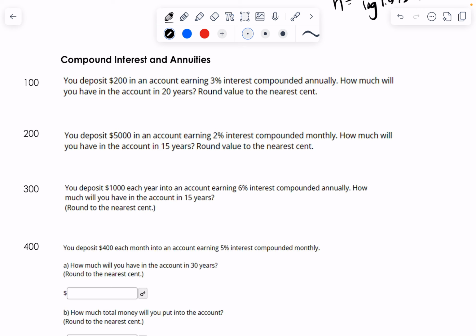So on number 1, the 100-point question, it says you deposit $200 in an account. It doesn't say anything about depositing money more than once or regularly. And don't get confused that it says compounded annually, because on any compound interest question, it has to tell you the compounding frequency, but it won't say that you deposited money more than once. It just says you deposit $200 in an account.